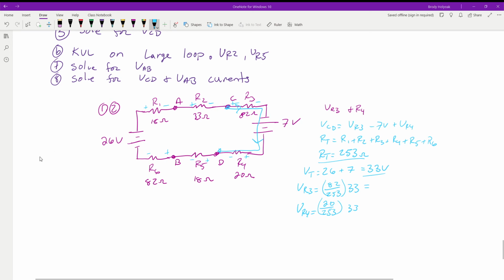82 divided by 253 times 33, we get 10.696 volts. We get 20 divided by the 253, and we get 2.609 volts.